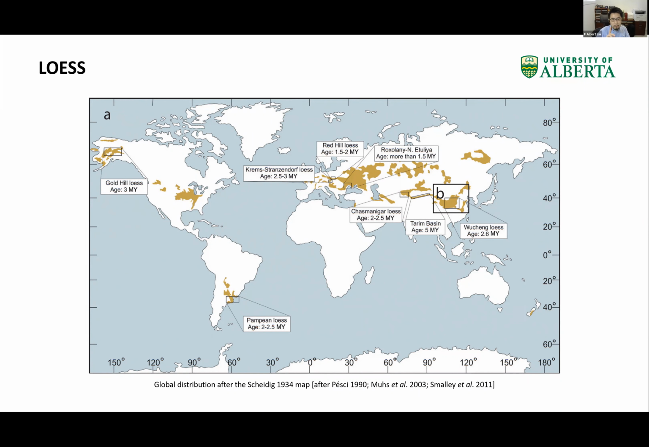Before I move on, I want to point out that here in Canada, we're lucky. We don't really have this kind of problem. But as you can see in Asia, in the Middle East, in Europe, as well as in the US, we have a lot of this loess coverage, usually on the surface level or in the overlying layers.